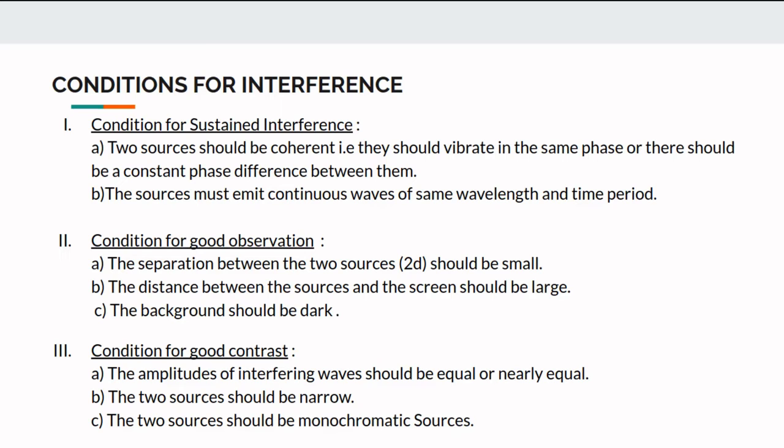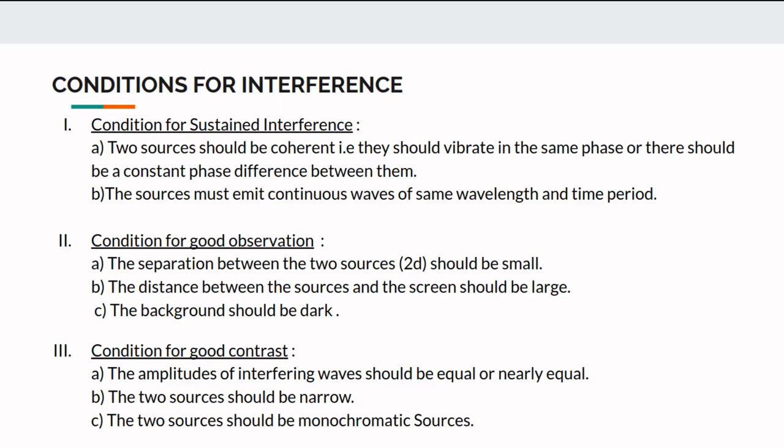The last case is condition for good contrast. If the intensity of the bright band is small and intensity of the dark band is high, then there is no separation between bright and dark bands. For good contrast, the intensity of the bright band must be high and intensity of the dark band is equal to 0. Then only we can differentiate bright and dark bands.